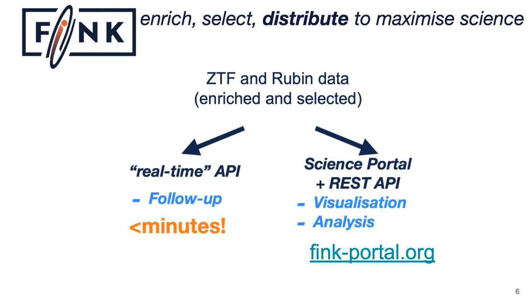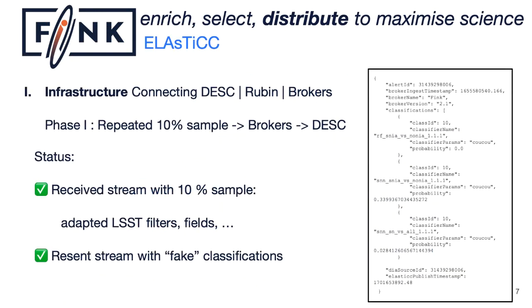For Elastic, it's a little bit different in the sense that we're testing the infrastructure, the part 1. We are getting this 10% of the sample that was previously mentioned in the brokers, like in a loop. And we process it, we ingest it, and then we return it back. So what we have been doing is, we are receiving this 10% of the sample. We have adapted Fink for LSST filters, the fields of the alerts, because they're a little bit different from, for example, ZTF. So these are little infrastructure details, but they're important to tackle.